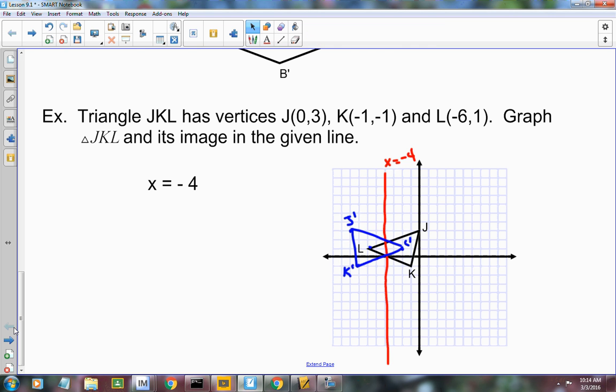Now let's make up another one. Everybody got that written down? Let's make up another one. This time, let's reflect it over the line y equals -2.